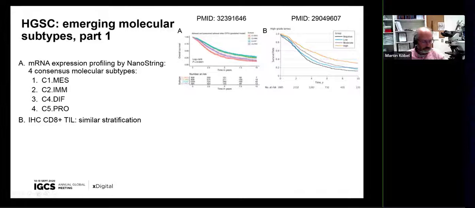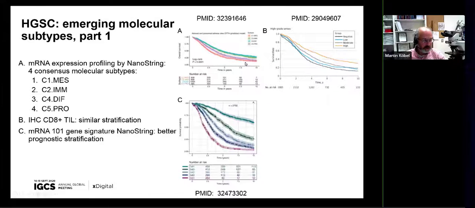by CD8. While there's biologic information in the molecular subtype, another approach is shown in this study, where a 101 gene signature, also assessed on the NanoString platform, was used to optimize against outcome. And a more continuous stratification in quintiles is shown here with a remarkable difference in 5-year survival.